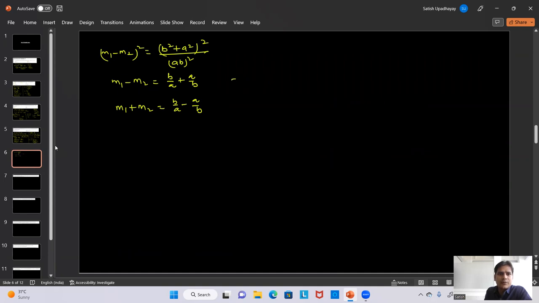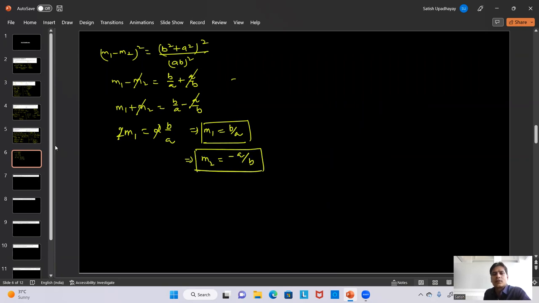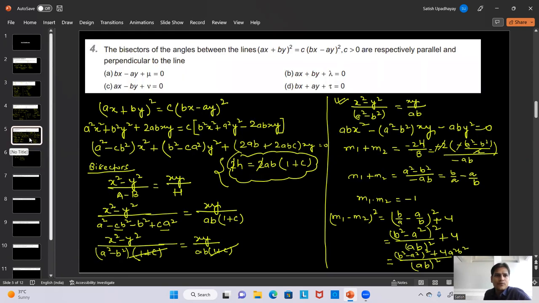So if you see, if we add this, we will have 2 times M1 will be 2 times of b by a. So M1 will be b by a. And once we get the value of M1 as b by a, what will be M2? M2 will be minus a by b. So the slope of lines are coming out to be this. Now we have to check through the options. So which line is having the slope b by a, minus a by b?